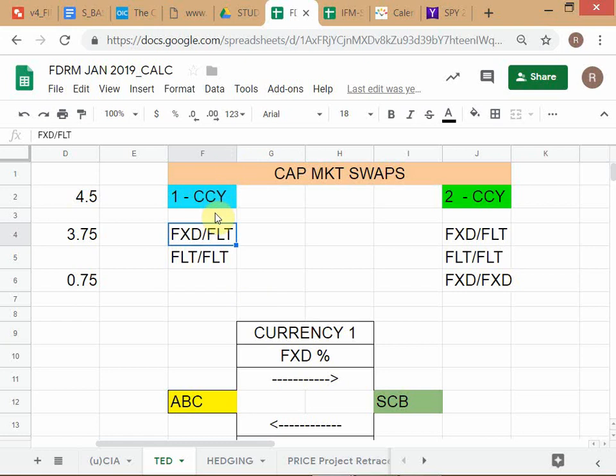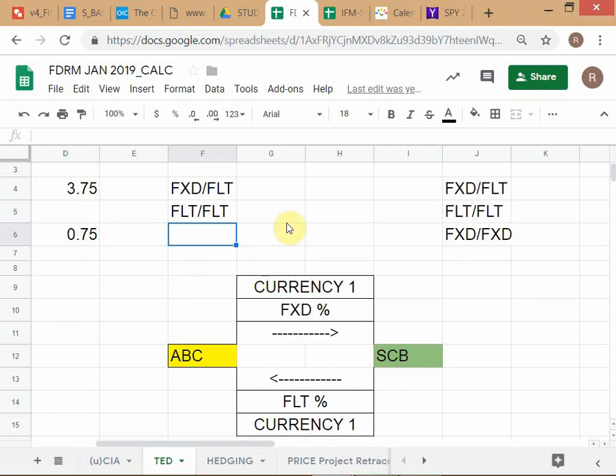Okay, under the one currency category, now we have to play with one more variable. Now they have two legs, so there are two possibilities. One leg could be fixed and one floating, which we have seen before. There's another possibility you have not seen before: both the legs could be floating.